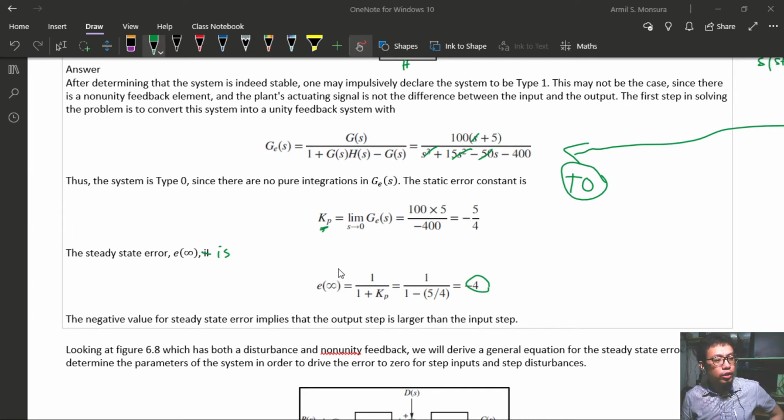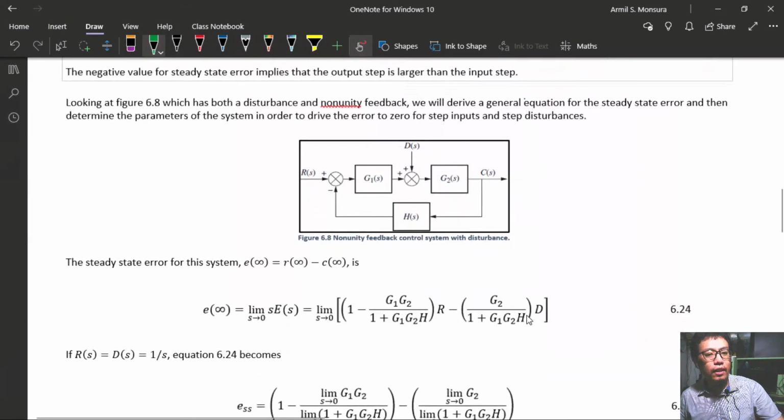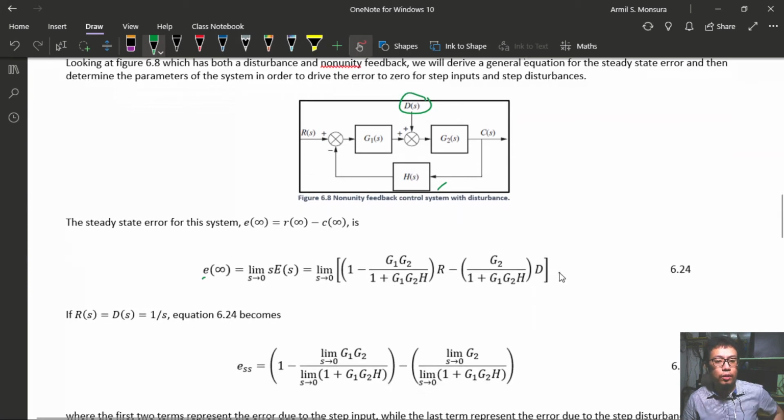Now, we then continue our lesson by moving on to a system that has non-unity feedback. Okay, it has non-unity feedback, and it also has a disturbance input. So in this case, again, the assumption here is that your R and your C are of the same quantity and therefore have the same dimensions. Then we can compute the steady state error in terms of this one.